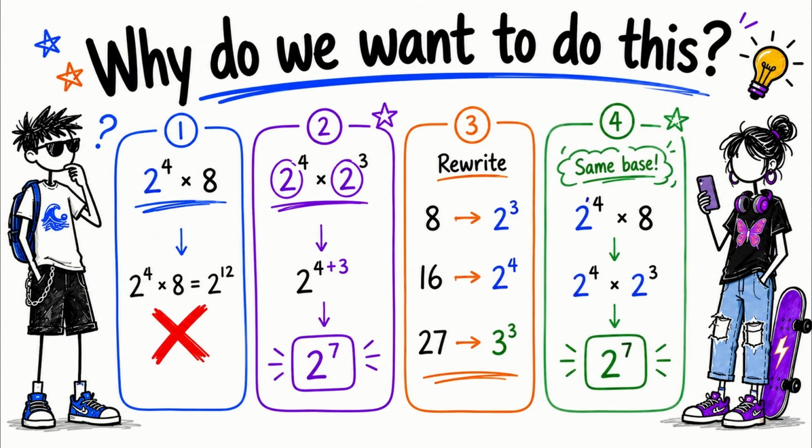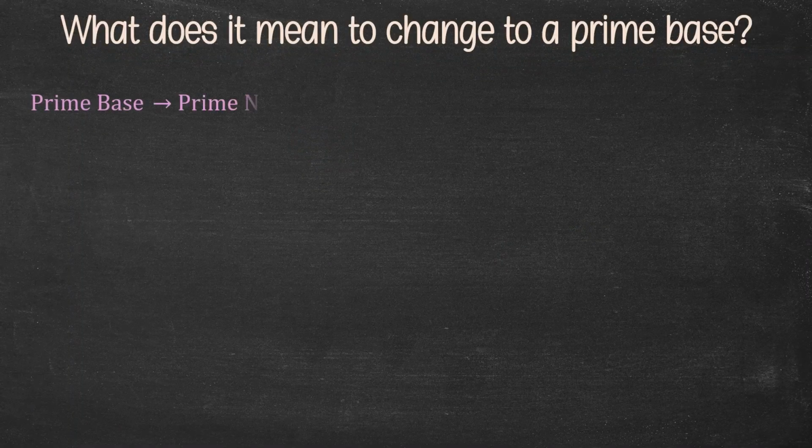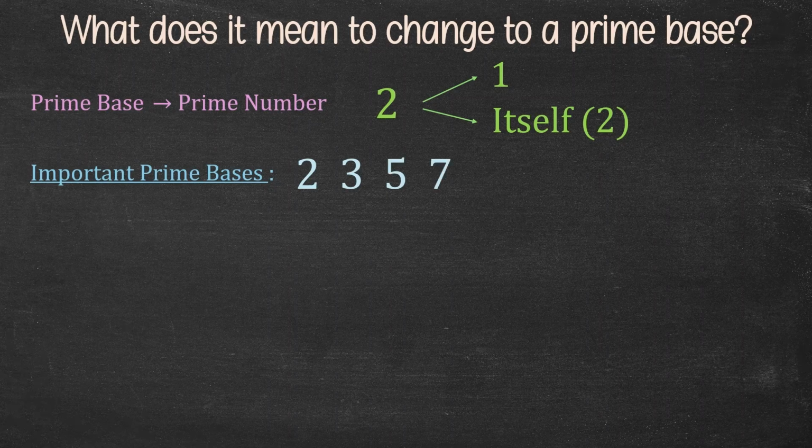So, let's start with the basic idea. What does it mean to change to a prime base? A prime base is a base that is a prime number. And a prime number is a number that has exactly two factors, 1 and itself. The important prime bases that you will use the most are 2, 3, 5, and 7. But let's quickly look at two examples.